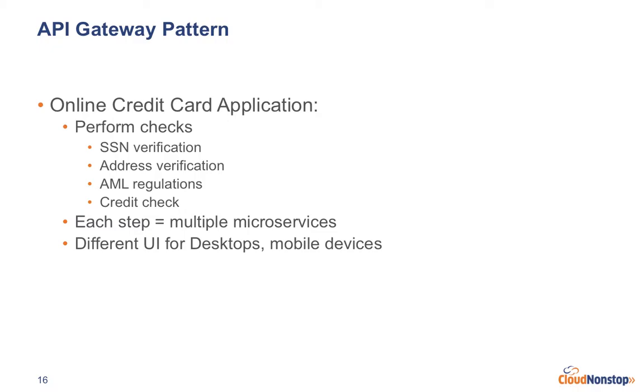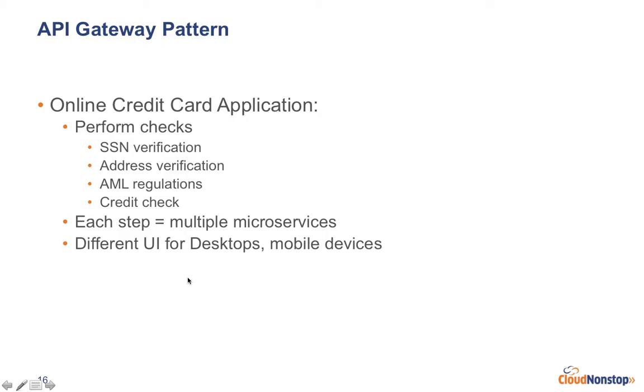So when it comes to usability, when it comes to developing applications around those microservices, soon it can really add up. For example, for doing an online credit card application, you need to be performing checks to verify the social security number, or verify the address, or anti-money laundering regulations, and credit check, and so on and so forth. And each one of those functions listed here may require the developer to invoke let's say 10 different microservices. So that's a lot, and it can really complicate the development work.